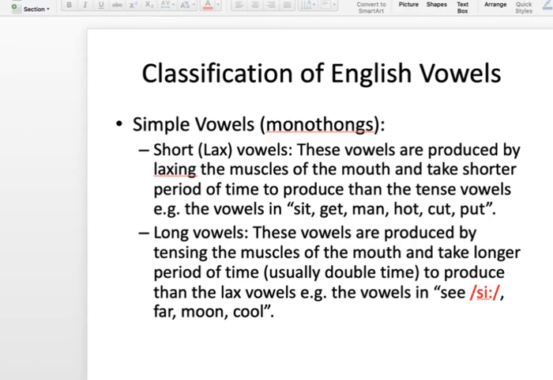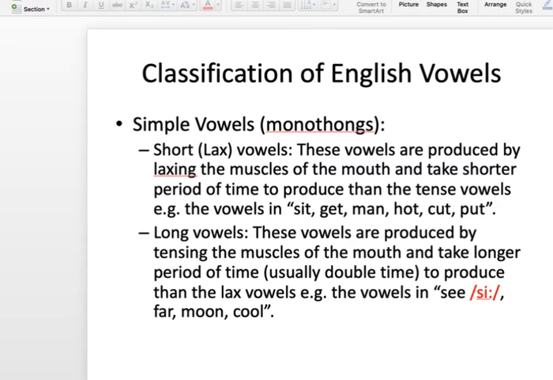Then we noticed simple vowels or monophthongs, the first 12 which I talked about. These may have a short vowel or a long vowel. Short vowels are also called lax vowels, in which the muscles of your mouth are lax. Lax means relaxed; they are not tense. Long vowels you may also consider tense vowels, in which the muscles of the mouth will be tense. Examples of short lax vowels: get, sit, man, hot, cut, put. In these, very short vowels are used, and long vowels usually take double the time in their production.